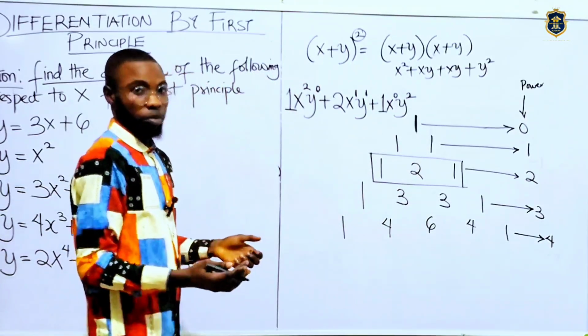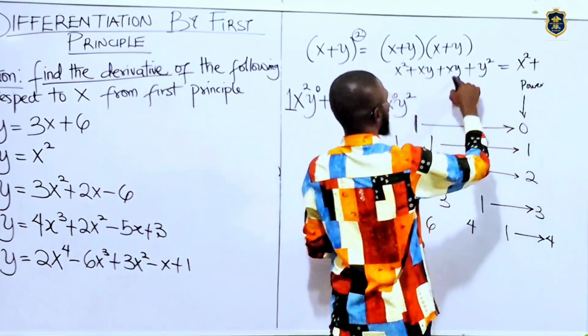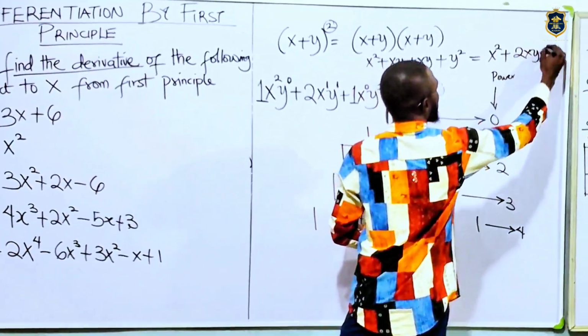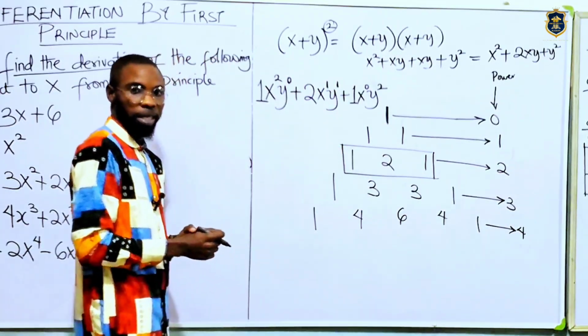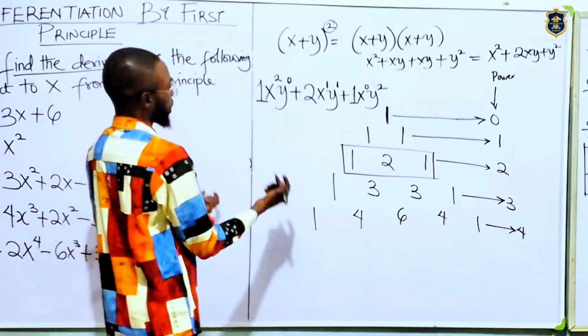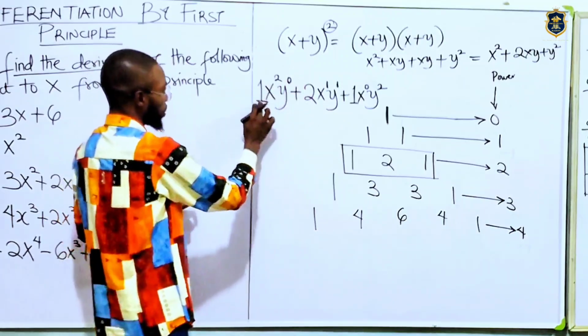Are you seeing? It's very simple. It's the same thing we just did here, when we said x squared plus 2xy plus y squared. I'm just using Pascal's triangle to explain how we can do it easier. Right? 1 is a constant, so we can leave it there. Anything raised to power 0 is 1. So 1 times 1 is 1, right?